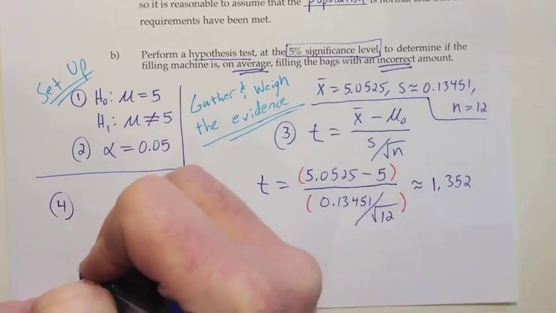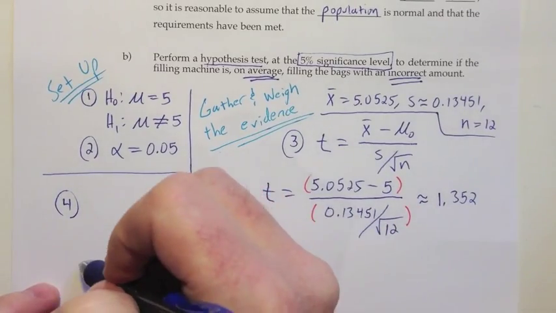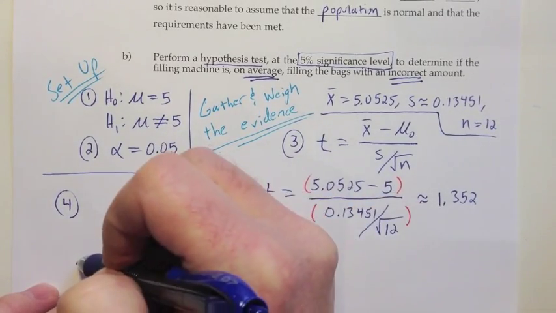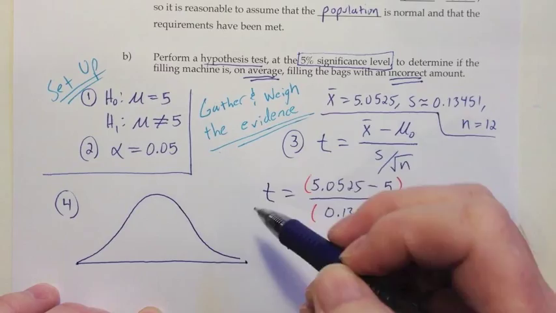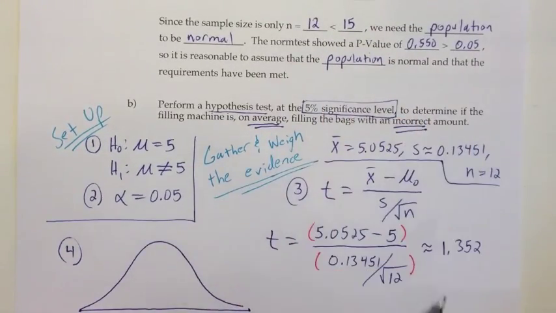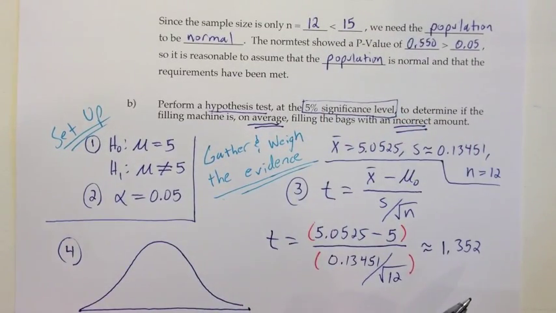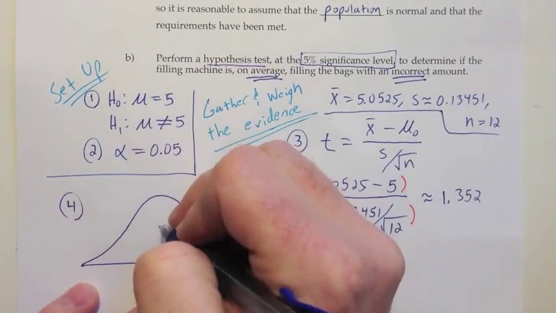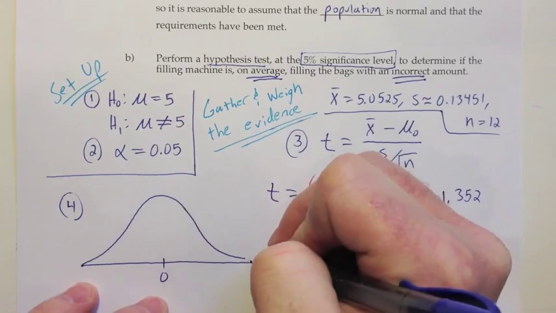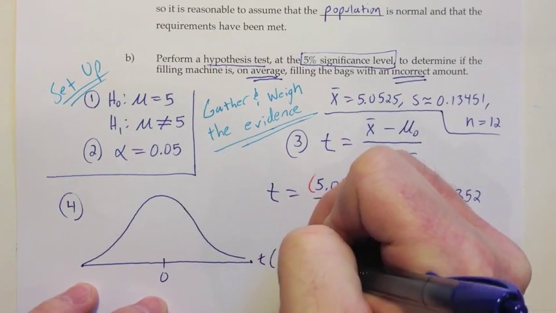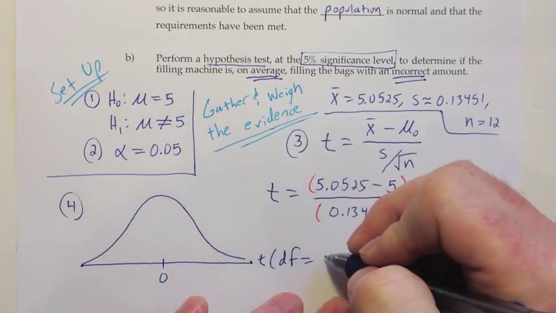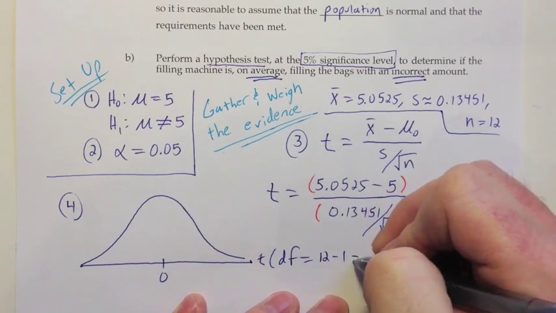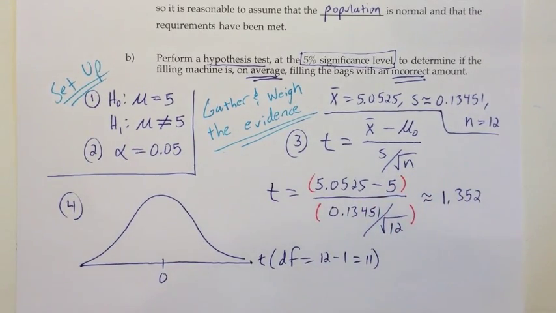Step 4 would be to calculate our p-value. So I'll draw a bell-shaped curve, which seems reasonable based on these requirements up here. We were checking to see if x bar was bell-shaped or not. And then this is going to be the t-curve, so I'll put 0 in the middle. And with the t-curve, I always like to remind myself of my df. So the df is n minus 1, which would be 12 minus 1, or 11 in this case.